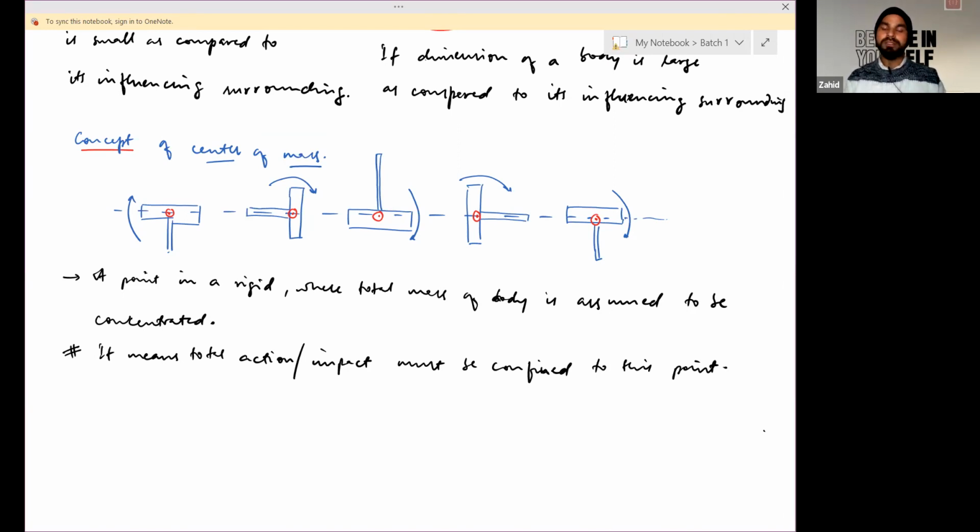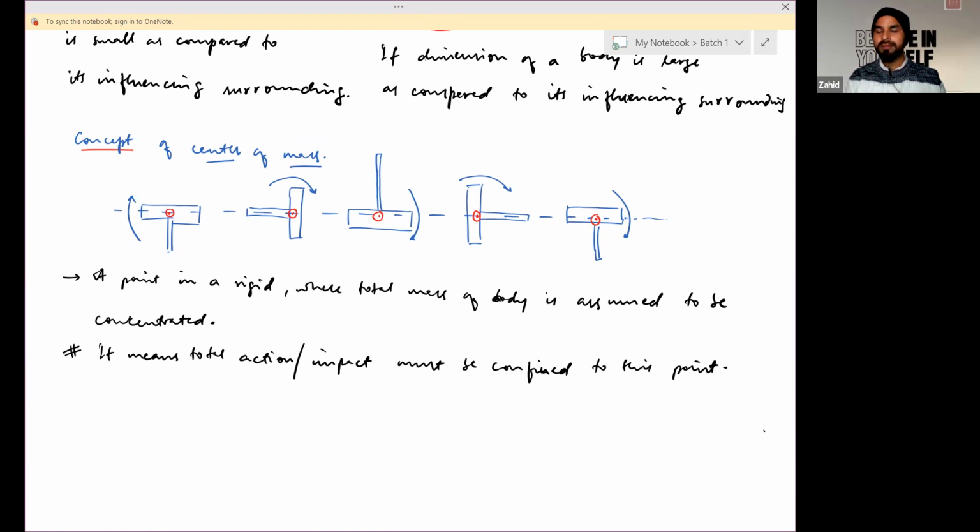But now we are considering the dimension of the body to be large enough that it may vary from application of force to different points. So in that body, we define a point on which the total impact of force or linear momentum must coincide or be confined, so that we can treat it as a point object if you apply force to that point only, instead of calculating individually for all points. Is it clear?